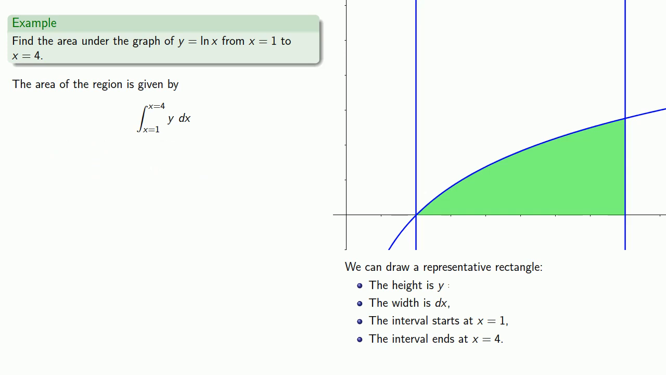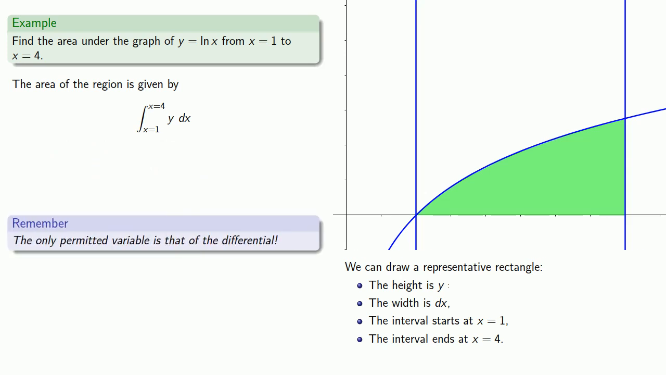At this point, we emphasize an important idea. The only permitted variable is that of the differential. In this case, our differential variable is x, and we're okay for this upper limit, x equals 4, and this lower limit, x equals 1, but y is not the permitted variable. Fortunately, we know that y equals log of x. So instead of writing y, which I'm not allowed to do, I can write log x, and now we can find the area by evaluating this integral.